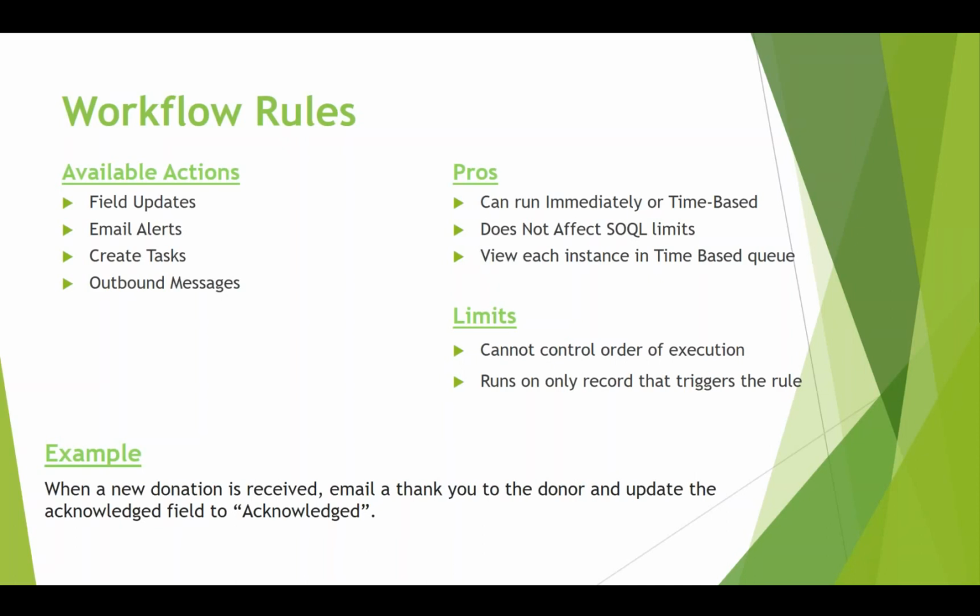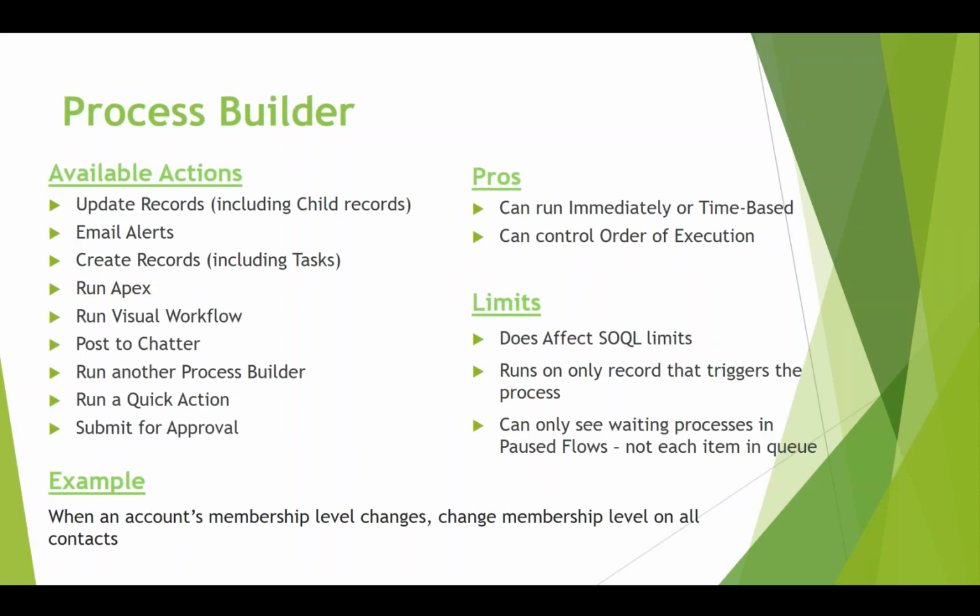So when that maybe doesn't get the job done for you, there's something else you want to do, or you do need to control your order of execution, you can move to Process Builder. Process Builder can basically do everything that you can do in workflow except for an outbound message, but you can do a whole lot more. So you can update the record that fired your trigger that did the action, or you can update a bunch of records that are related to it.